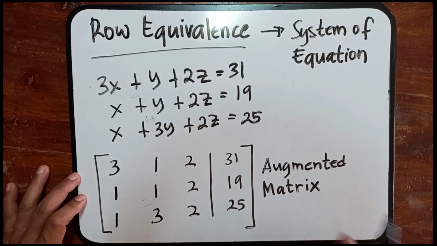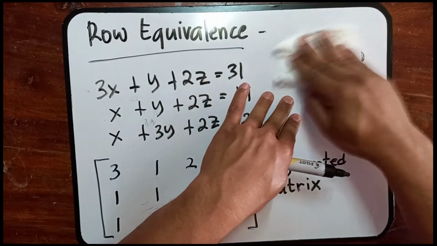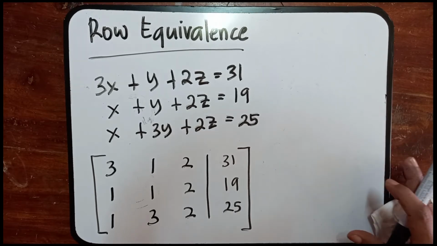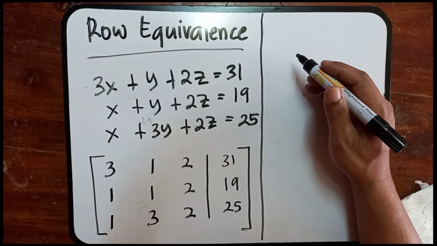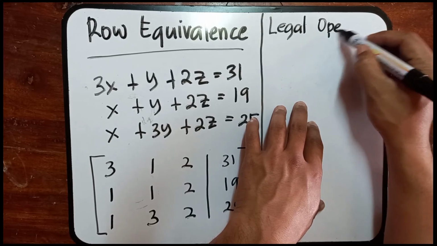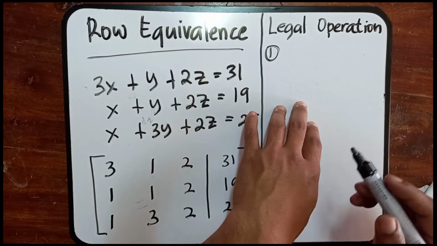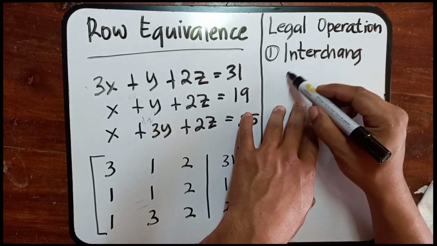How can we apply row equivalence? So we can only apply row equivalence if we know the rules for row equivalence. Okay, so what are the rules for row equivalence? Okay, so let me erase this first. Okay, so I'm going to create a separation here, and then we will write here the rules for row equivalence. So these are the legal operations of row equivalence. So number 1, we can interchange rows.